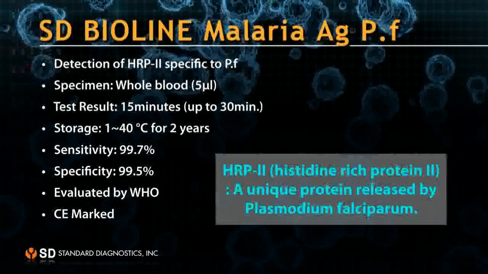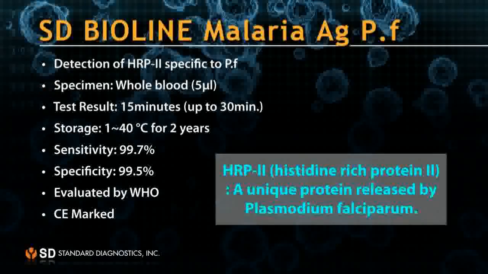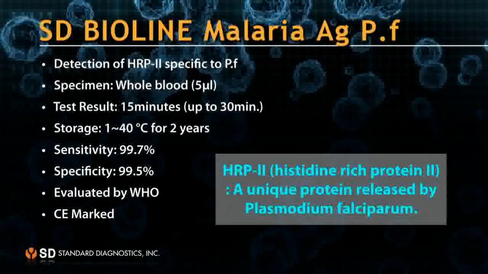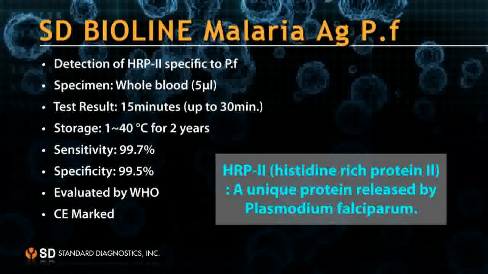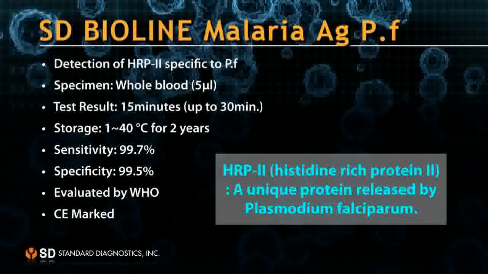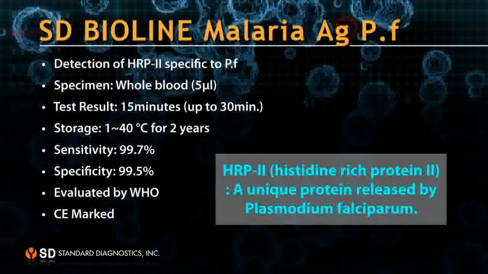HRP2 stands for histidine-rich protein 2. It is a unique protein released by Plasmodium falciparum. ST BioLine Malaria Antigen PF Rapid Test is for detection of HRP2 specific to Plasmodium falciparum.